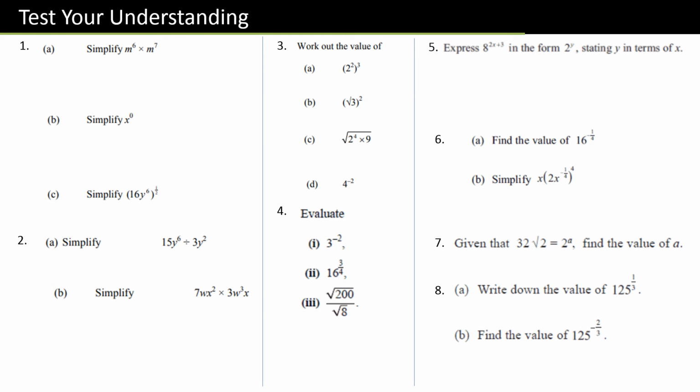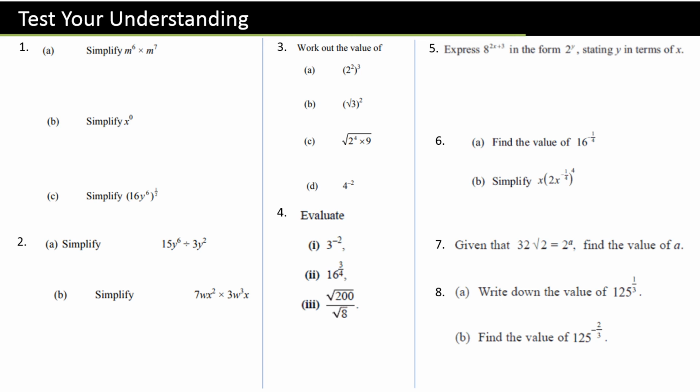Okay, now it's your turn to really test your understanding. This is a mixture of all the rules. Some of them are quite difficult. Have a go at them, press pause and have a go, and then press play to see if you've got them right. Best of luck.